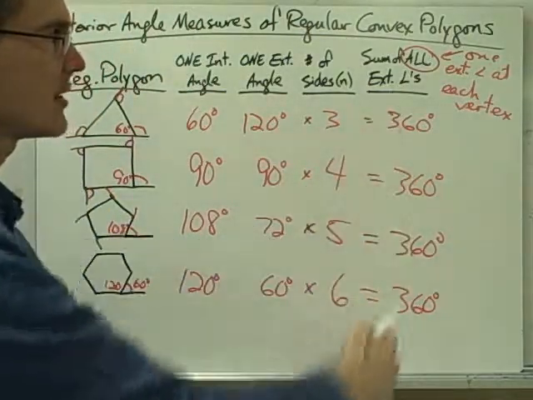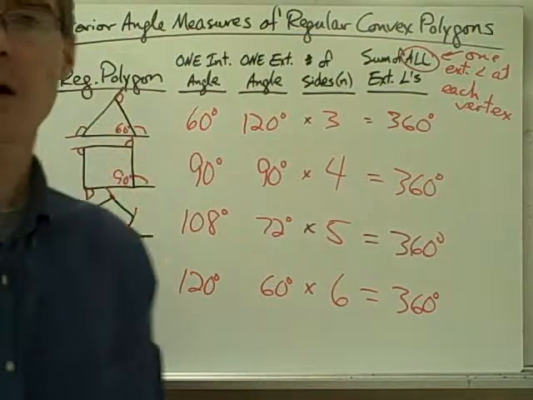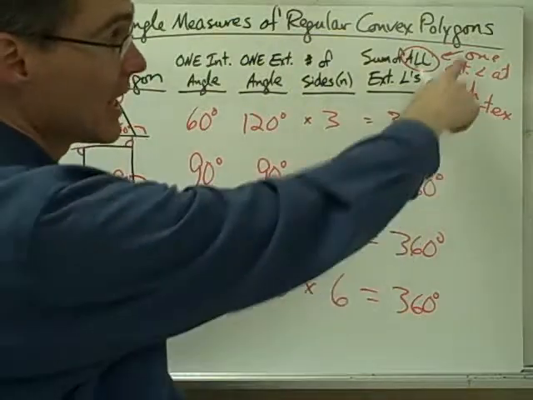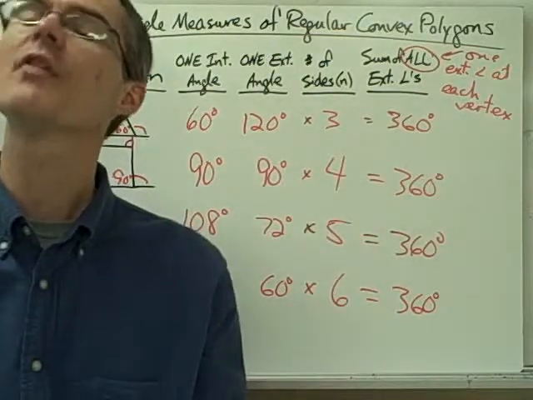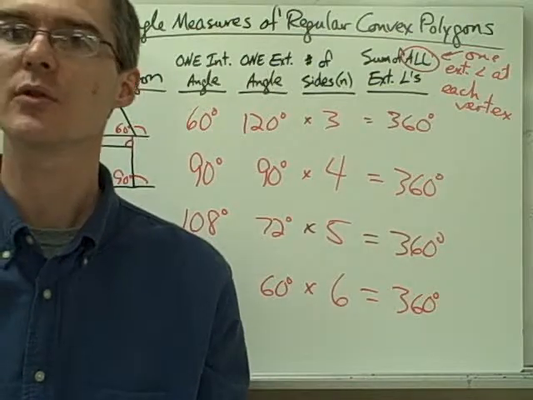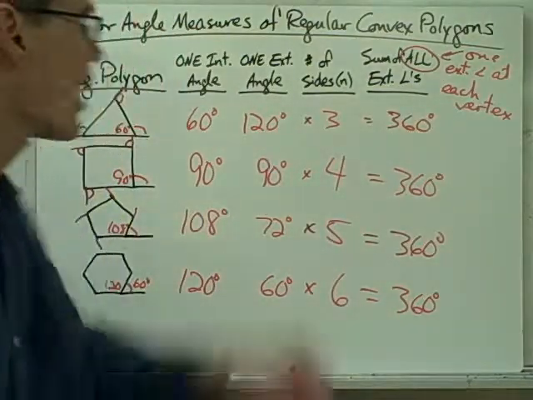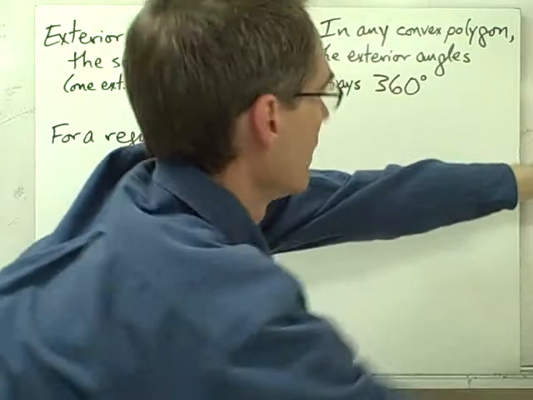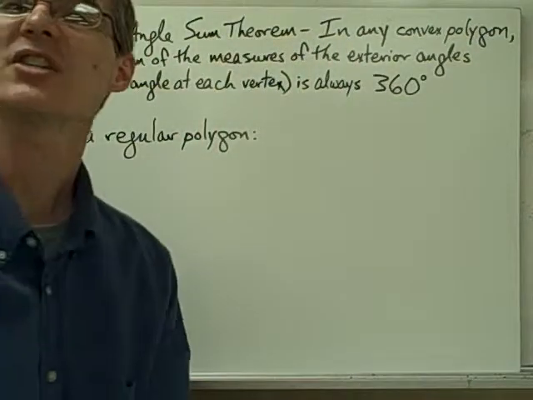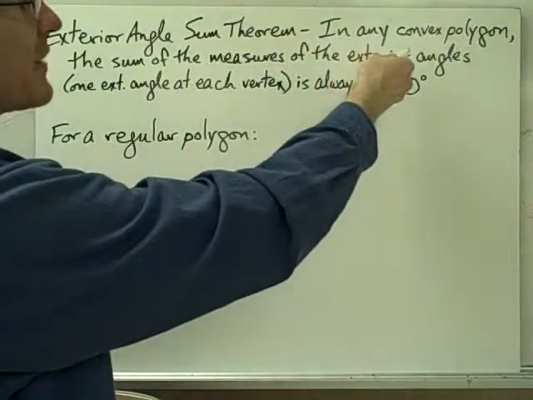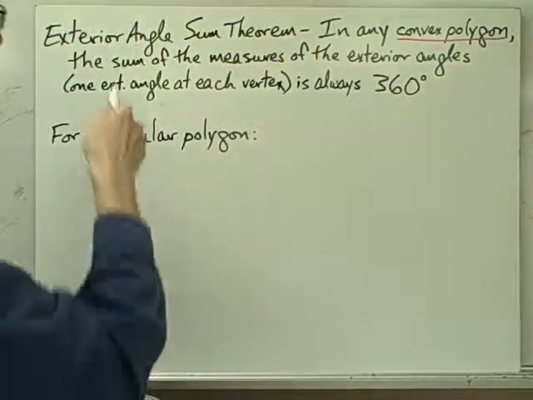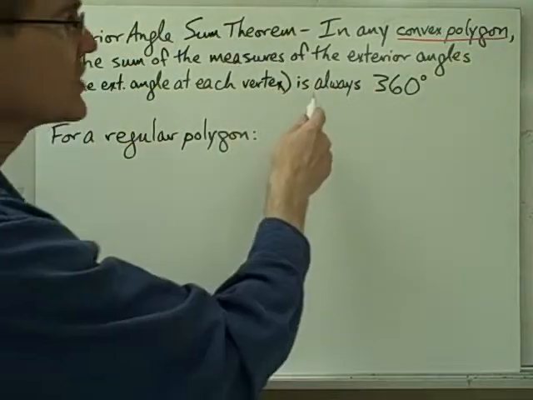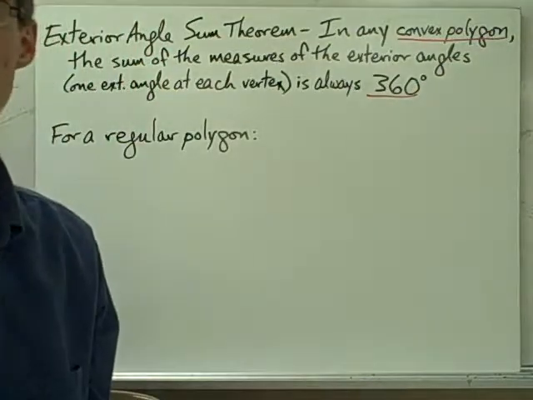So what you can see here is that it doesn't matter what type of convex polygon I have, the sum of all of the exterior angles, if I have just one exterior angle at each vertex, is always going to be 360. Well, this is a pretty handy property for us, and it leads us to what we're going to call the exterior angle sum theorem. For any convex polygon, the sum of the measures of the exterior angles, one exterior angle at each vertex, is always 360 degrees.